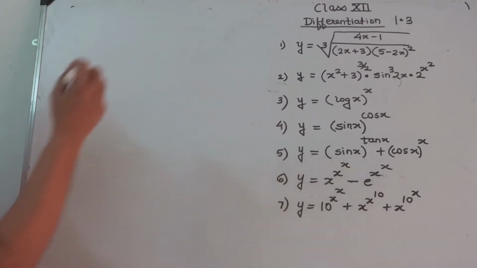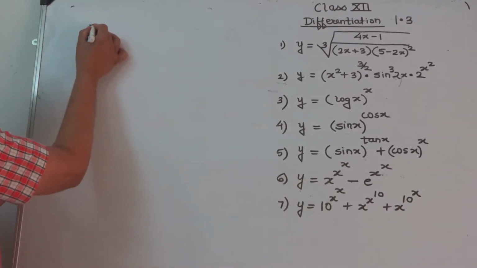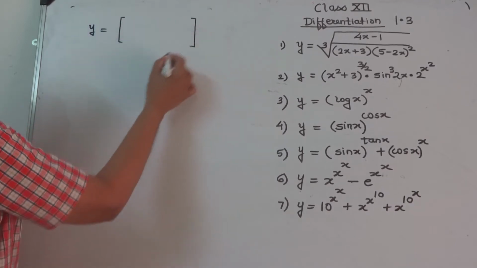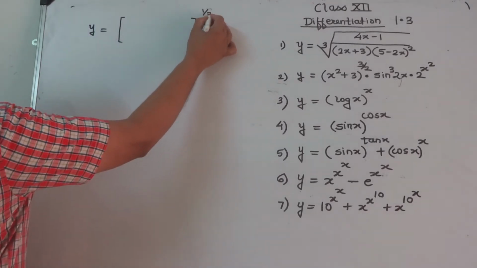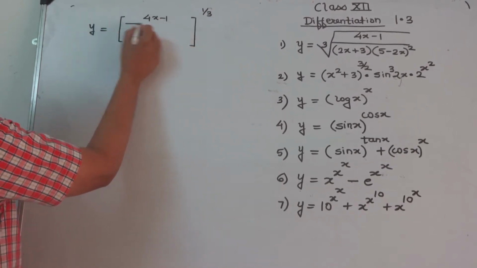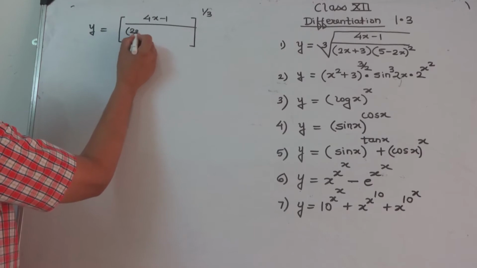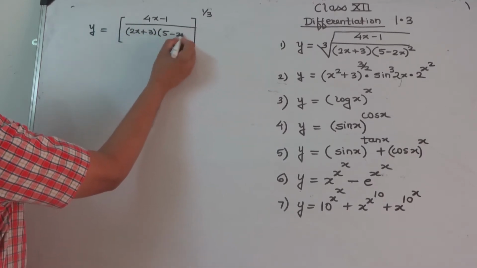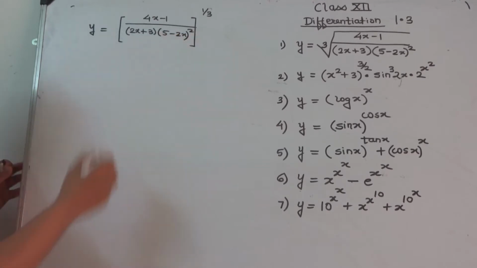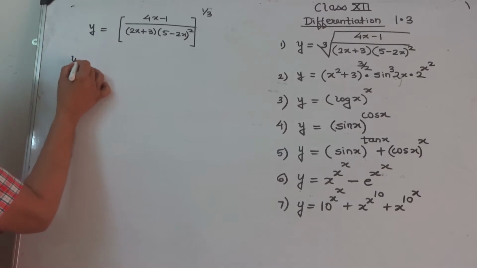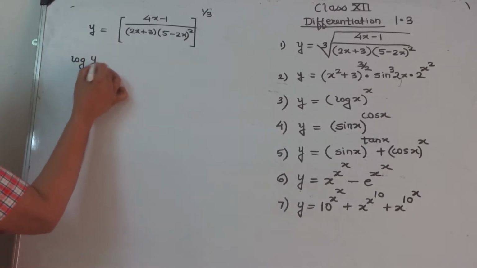So what we do is we write this as y equal to, this is complete bracket to the power 1 by 3, cube root is power 1 by 3, and here we write 4x minus 1 upon 2x plus 3, 5 minus 2x whole square. Now we take log on both sides. Taking log on both sides, we get log y.